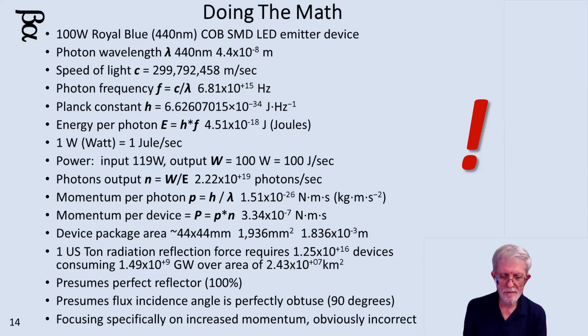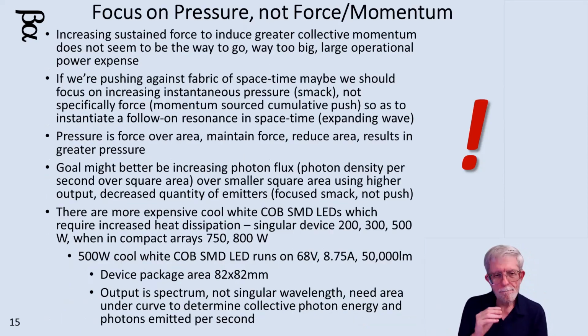Of course, it also presumes that the reflector is 100% reflective and that all the photons hit the reflector precisely at 90 degrees. So focusing on just increasing the momentum doesn't get you to someplace practical, but the math does work. There is a difference in physics between force and pressure. Force is something you can cook up and create momentum from. Pressure is the application of that over a square area. And the way to increase pressure, you can either increase the force you're applying, or you can reduce the square area over which you're applying it.